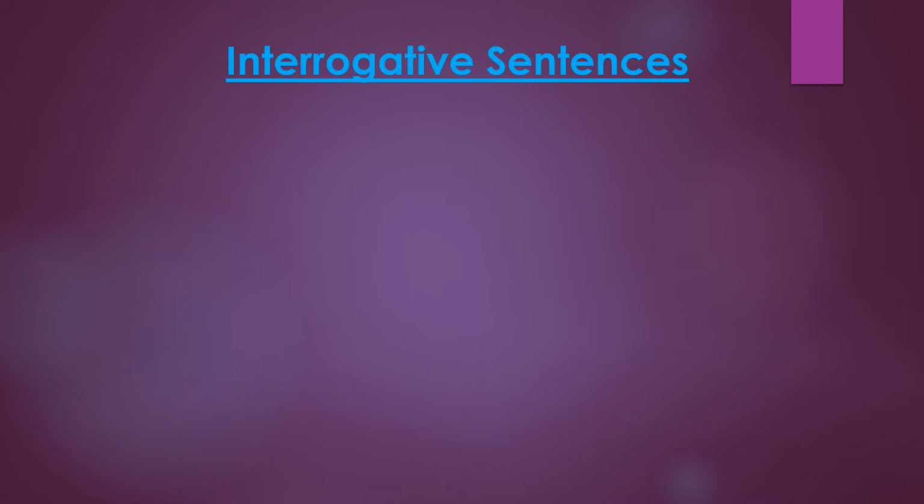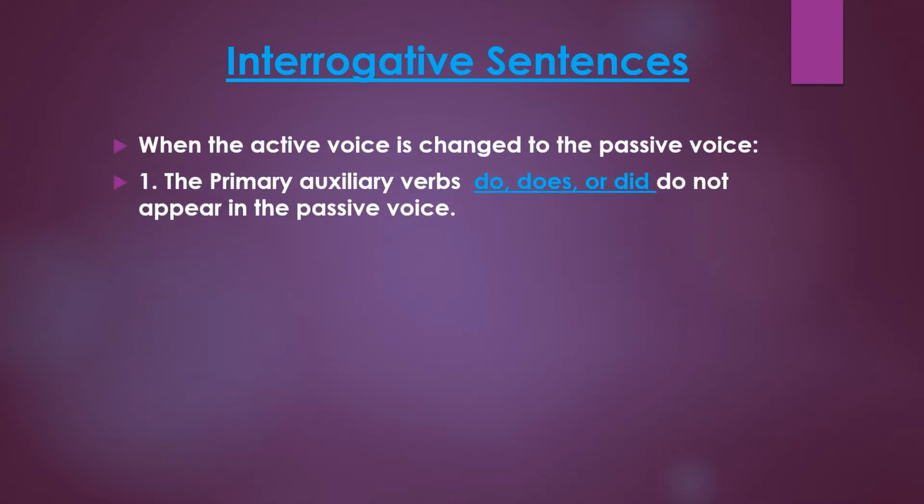Now let us check about interrogative sentences in active voice. If the sentence is in interrogative form in active voice, while changing it into passive voice, we need to take care of certain things. The first point is, if the primary auxiliary verbs do, does or did appear in the sentence, when we change the same into passive voice, they do not appear. The primary auxiliary verbs do, does or did do not appear in passive voice.